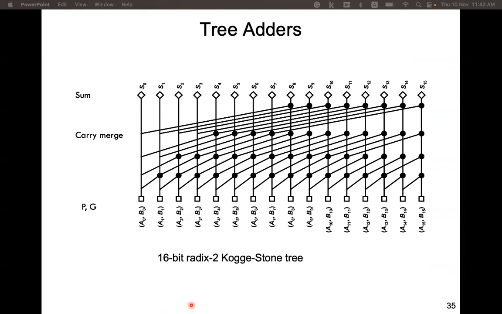Here is shown a tree called the Kogge-Stone tree. The idea of this is like this. Say for B7 we know this path from here to here. So B0 and B1 combined, B2 and B3 combined. Let's see.